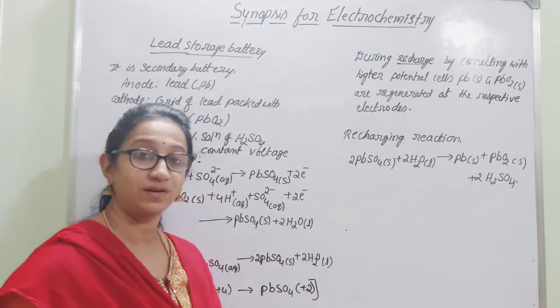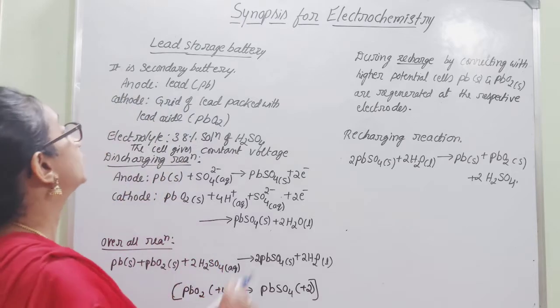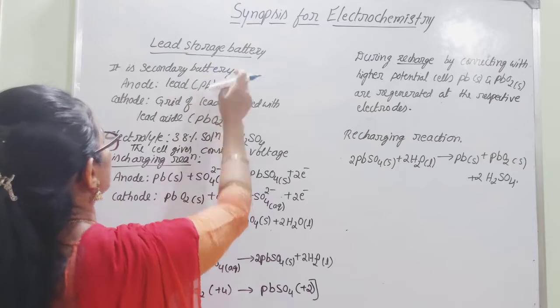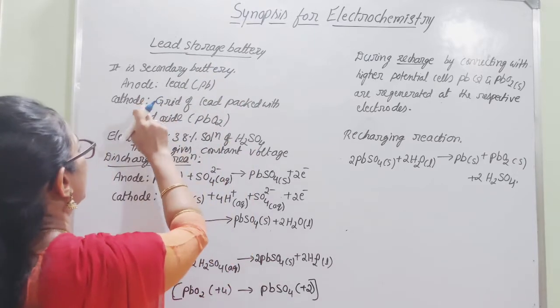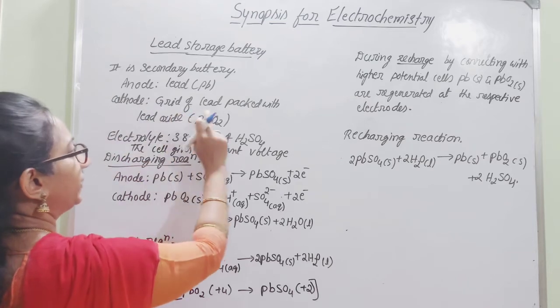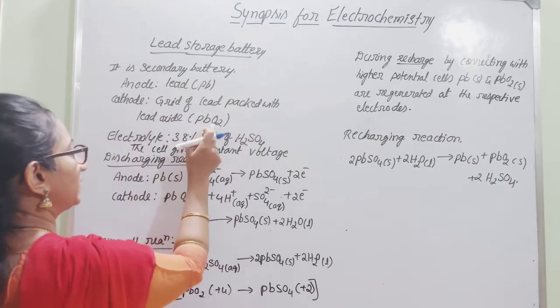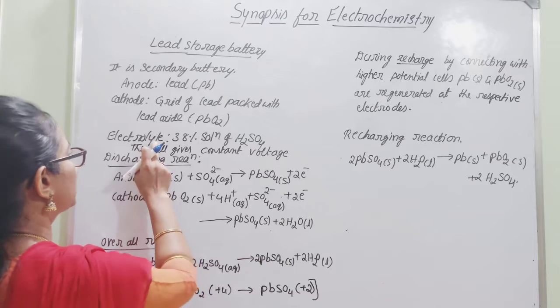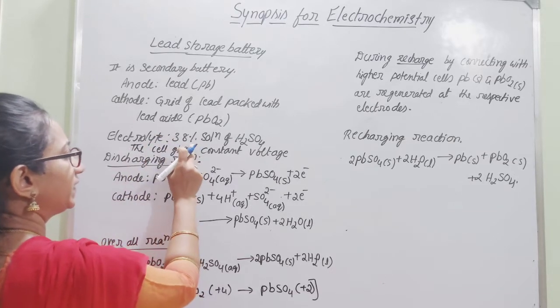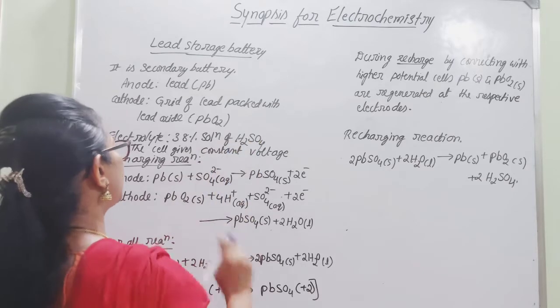Next, an example for secondary batteries: the lead storage battery. As you know, it acts as a secondary battery. So what are the compositions? The anode is made up of lead, and the cathode is made up of a grid of lead packed with lead oxide, PbO2. The electrolyte contains a 38% solution of sulfuric acid.